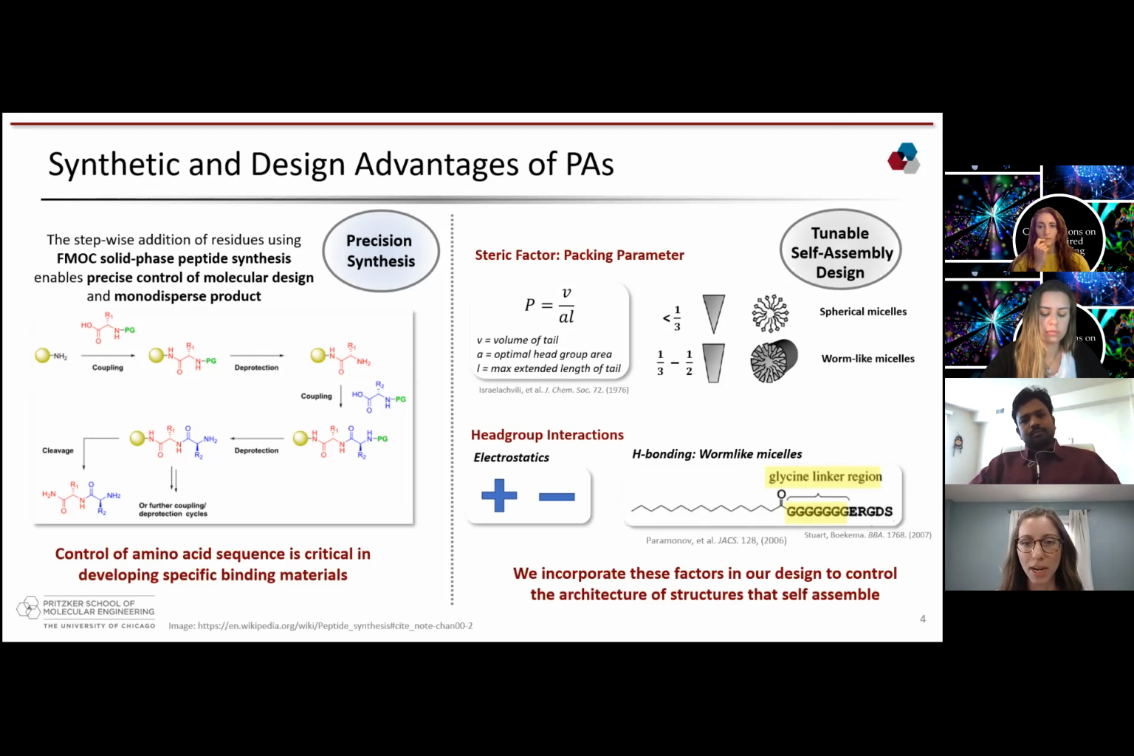And then also for peptide amphiphiles, we can control the head group interactions of the peptides to one another within the self-assembled structure. So you can control that via electrostatics, or also hydrogen bonding that form specific beta sheets that can push the assemblies towards worm-like micelles. And so both of these factors we incorporate into our design of our structures.